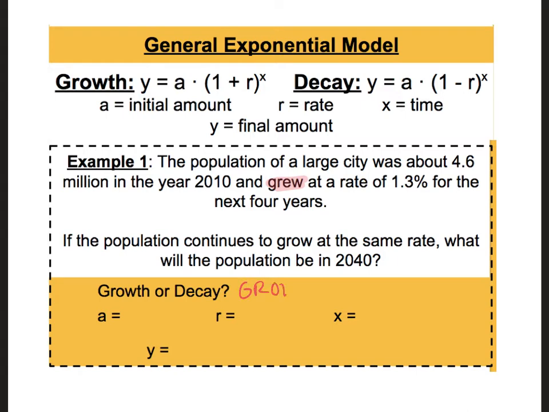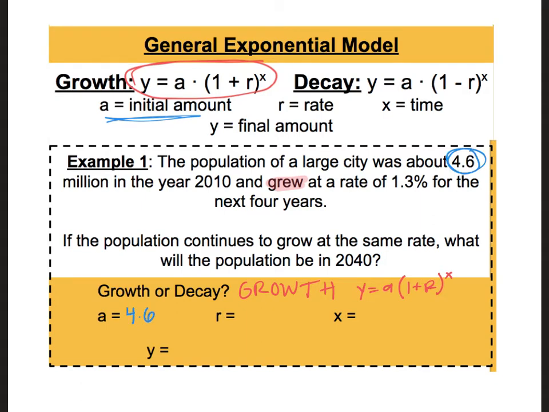So write growth, and that tells me that I'm going to end up using this first equation here. Y equals a times 1 plus r to the power of x. You don't have to type that in your notebook if you don't want to, but that is the equation we're using. So we have to figure out what a equals, what r equals, and what x is. So the first thing, a is our initial amount, so it's how much you start with. If we read, it says the population of a large city was about 4.6 million in the year 2010. So that's the year we start, so our a value is going to be 4.6.